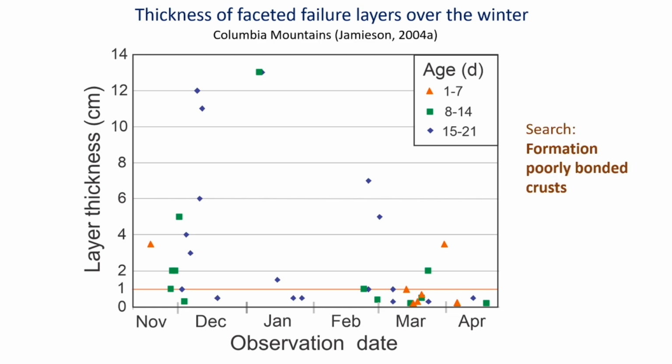This graph from the Columbia Mountains shows the thickness of layers of near crust facets that released avalanches plotted against the month of the avalanche. Using this point as an example, the avalanche occurred in January in a layer that was 1.5 centimeters thick. Most of the November and December facet layers on crusts are thicker than 1 centimeter. However, most of the March and April facet layers on crusts are less than 1 centimeter thick, often as thin as 1 or 2 faceted crystals.